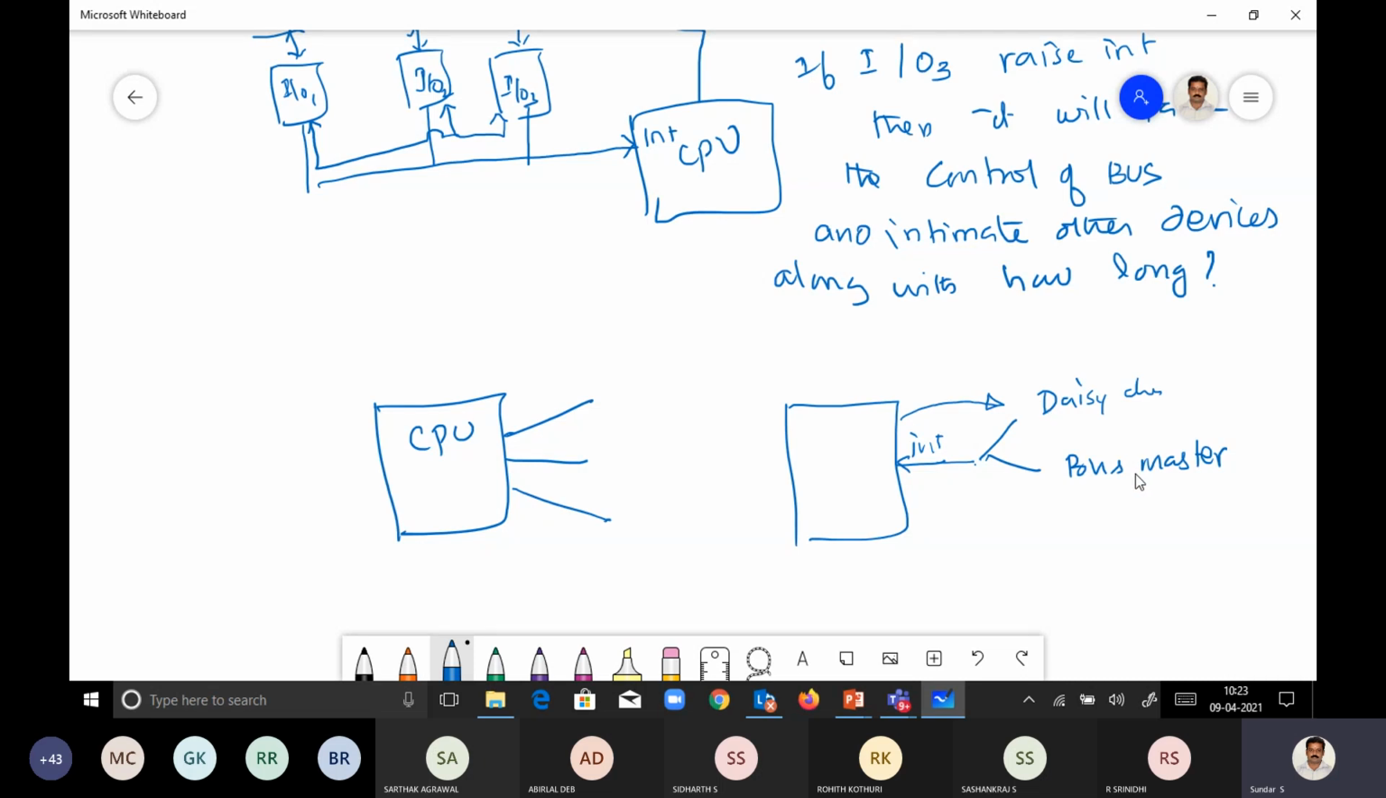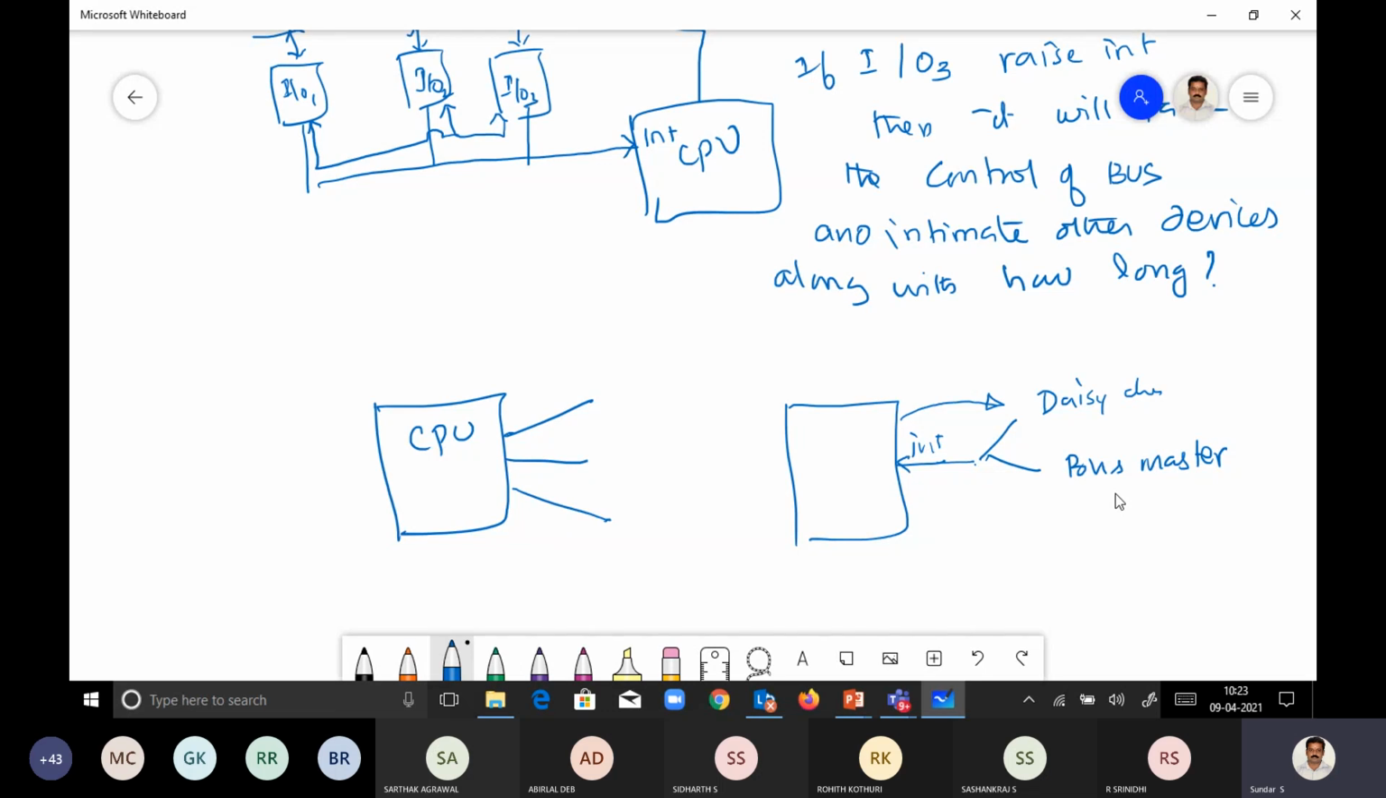So it will just go to the device and engage with the device. Whereas in the bus master approach, whichever device wants to send an interrupt can take control of the bus and initiate the interrupt. Then it will complete the interaction with the CPU. Then it releases the bus. So here there is no priority kind of thing. It is like whoever wants to talk can take control, engage, release. So by these two ways, interrupts are handled in computer organization.